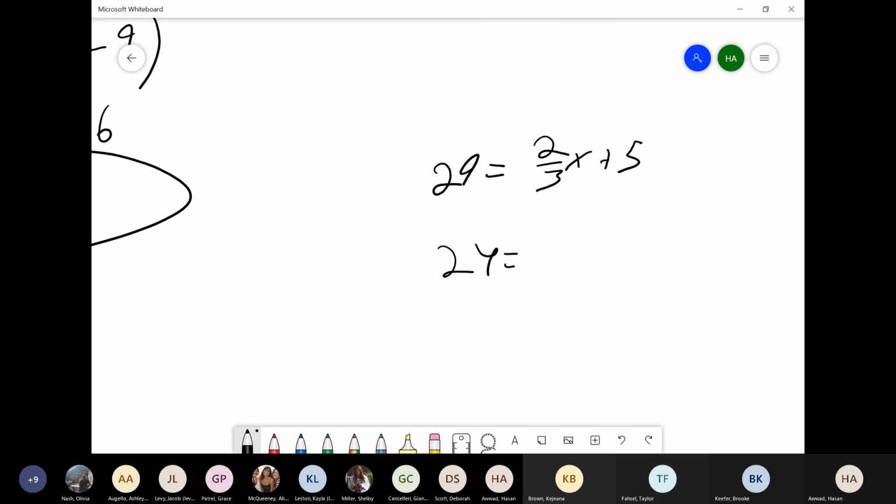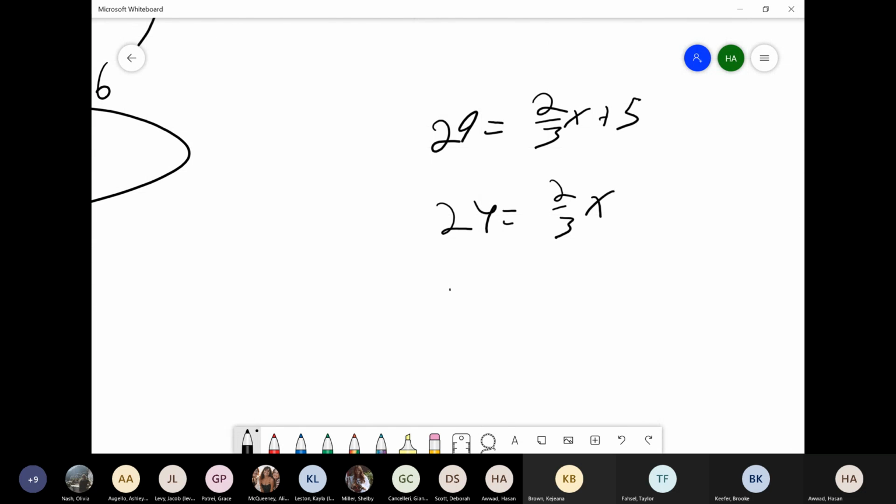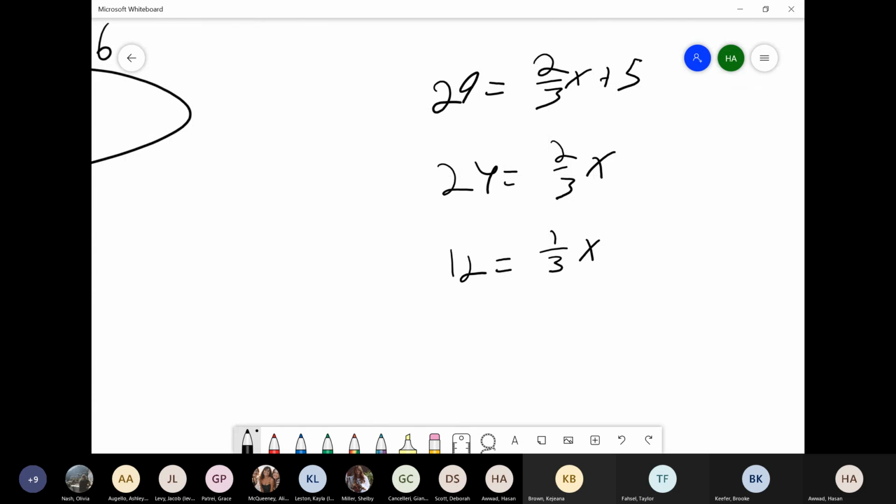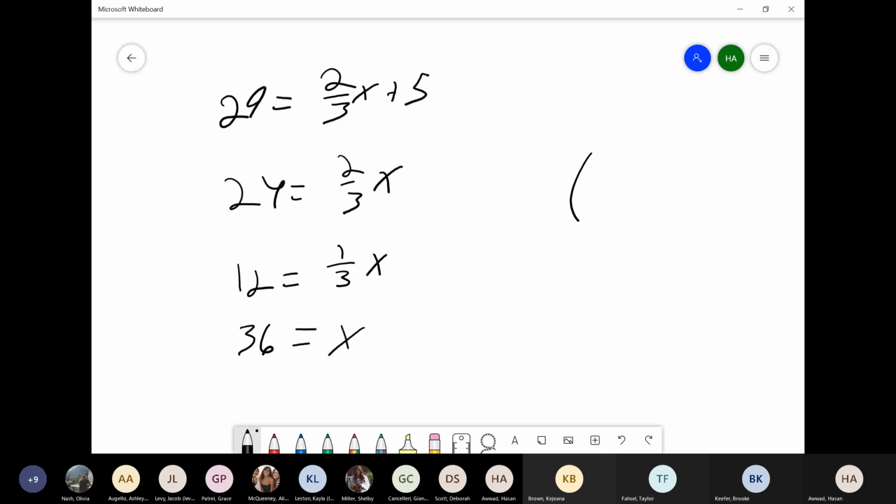We have 24 is equal to 2/3 x. And you have your choice here. You could either divide the 2 out first, or you can multiply the 3 out. For me, I'm going to divide the 2 out because it's going to make the number smaller. So dividing the 2 out, that means that we're going to have 12 over here, and we're going to have 1/3 x. And then we want to multiply by 3, right? Again, our goal is to isolate our variable. So multiplying both sides by 3, we get x by itself. And 12 multiplied by 3 is 36. So what we have just found out is that we have the ordered pair (36, 29).